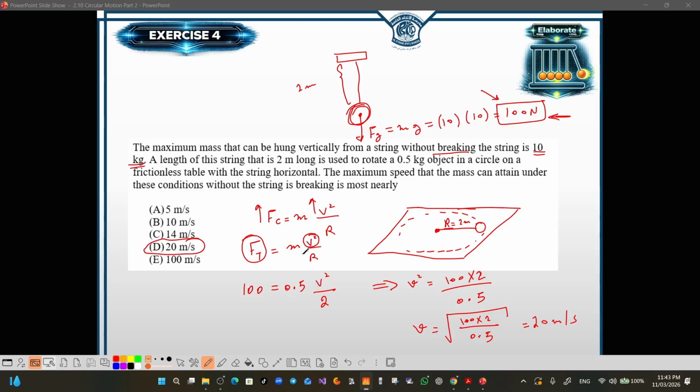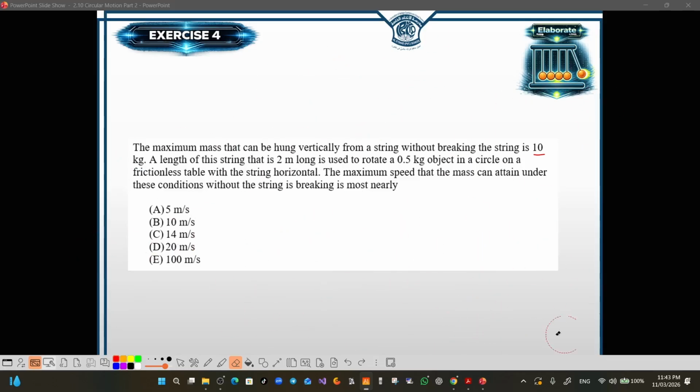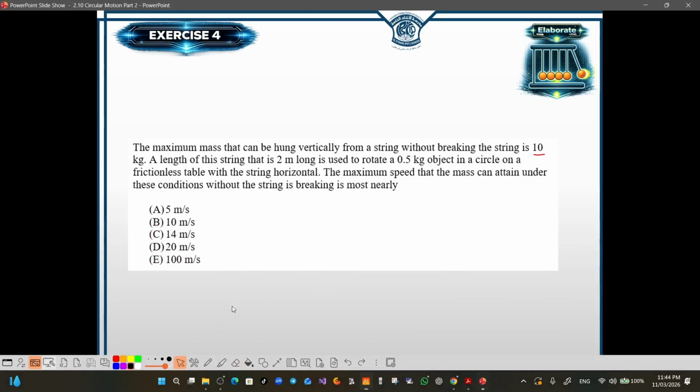So one can say that if we want to write the correct expression for the velocity in terms of Ft, we just rearrange this equation. This is not a necessary step, but I prefer to explain it. So V squared can be written as Ft r over mass. So if we want the speed from now on in this scenario, we just apply the tension times the radius over the mass. And the correct answer is 20 meters per second, which is D.